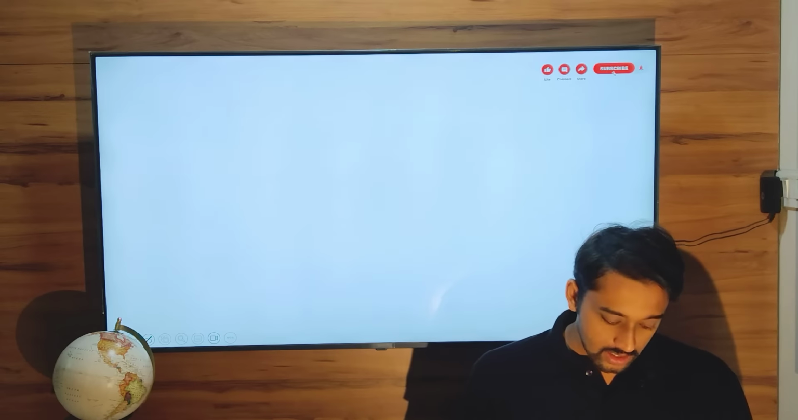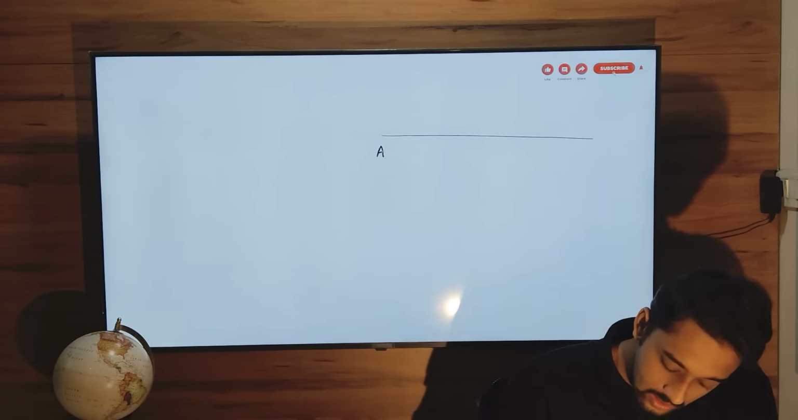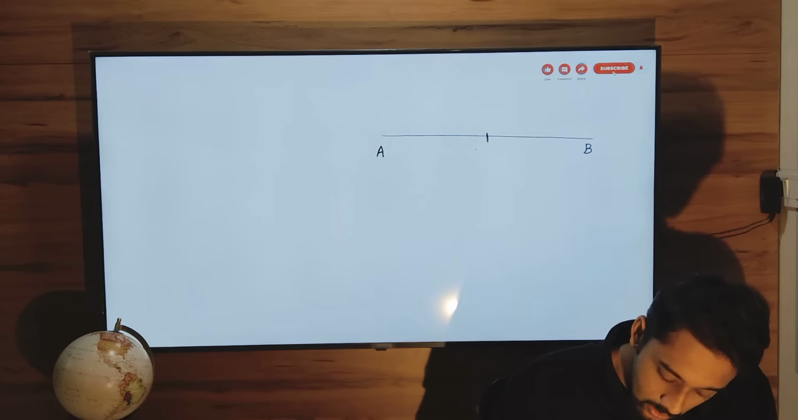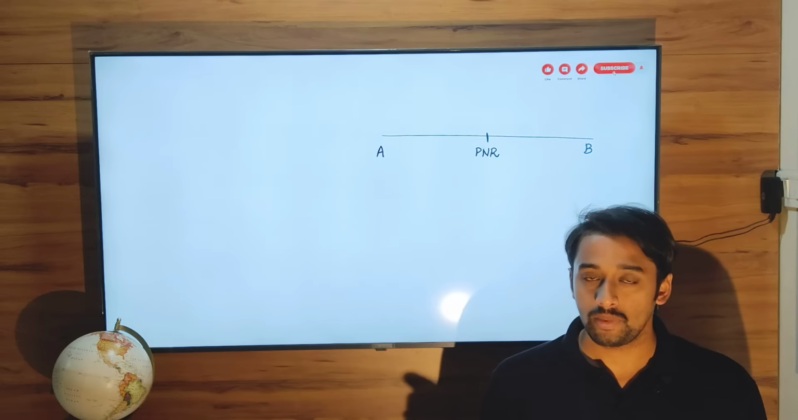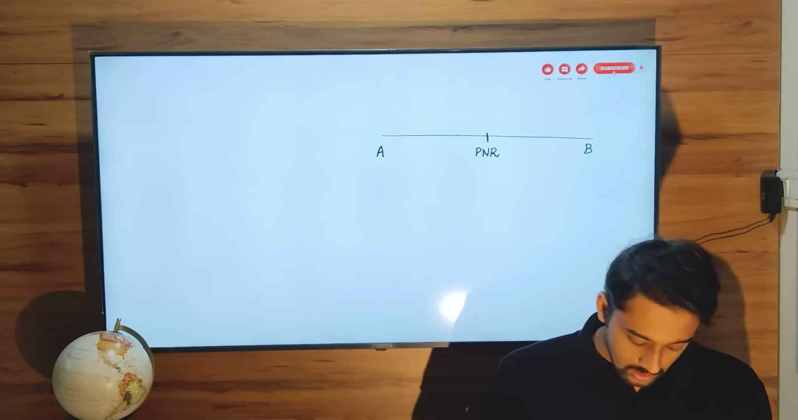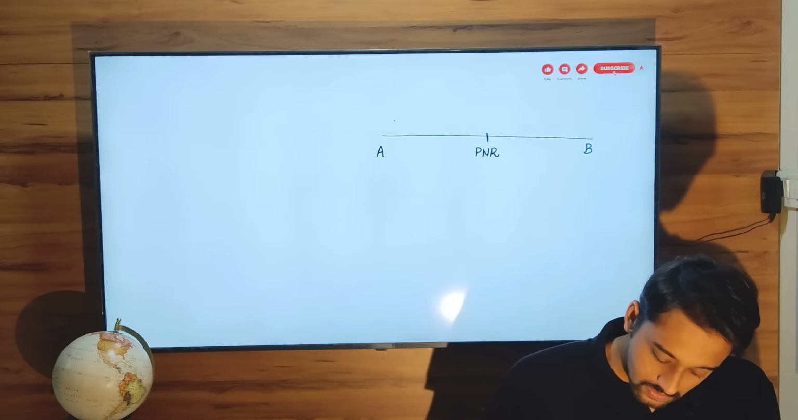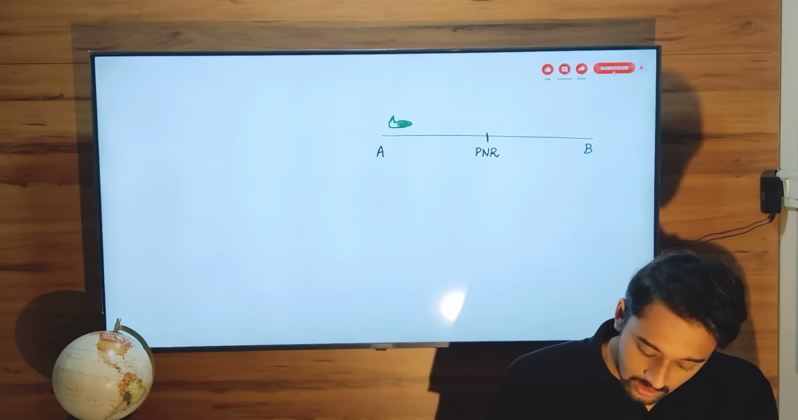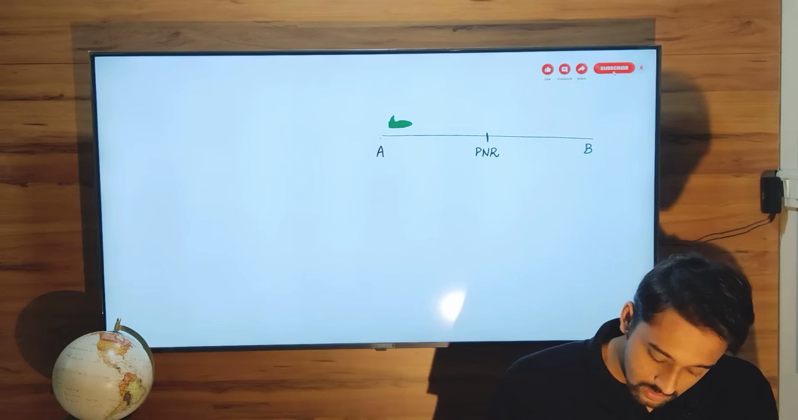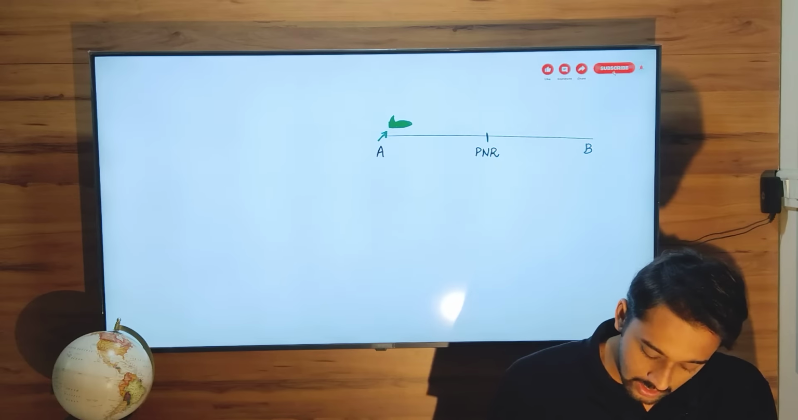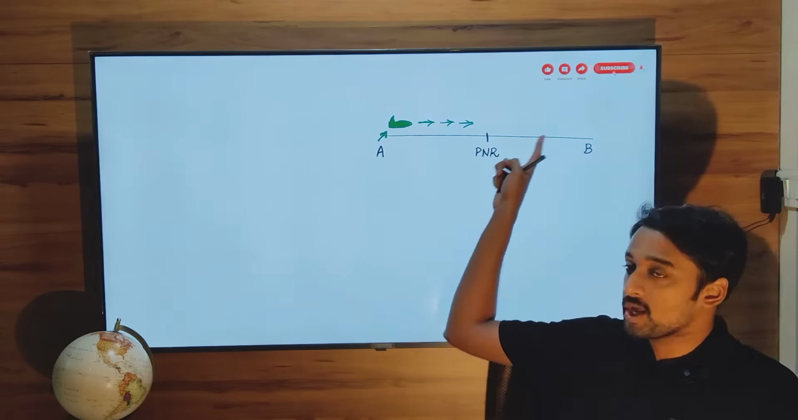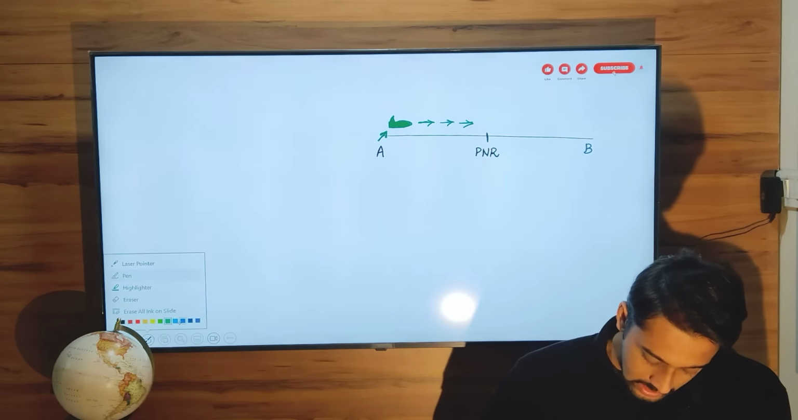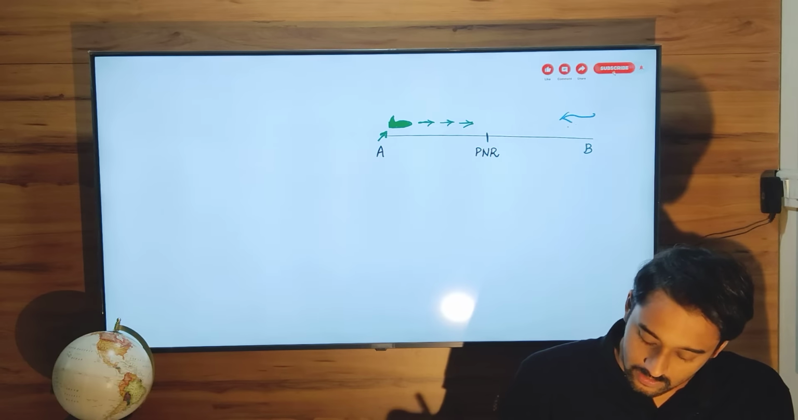So next, let's draw this route. You have A and you have B. From A to B you are going, and in between there is PNR, right? So you are going from A to PNR, and PNR back to A. Now if this is your aircraft, according to the question given, when this aircraft takes off from A and goes in the direction of PNR or B, it is facing winds coming from the front.